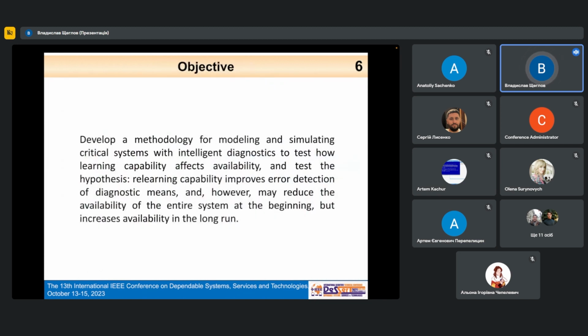So that's why our objective is to develop a methodology for modeling and simulating critical systems with intelligent diagnostics, meaning with learning capability, to test how that learning capability affects availability of the entire system, and test the following hypothesis. Relearning capability improves error detection of diagnostic means, and however may reduce the availability of the entire system at the beginning, but increases availability in the long run.